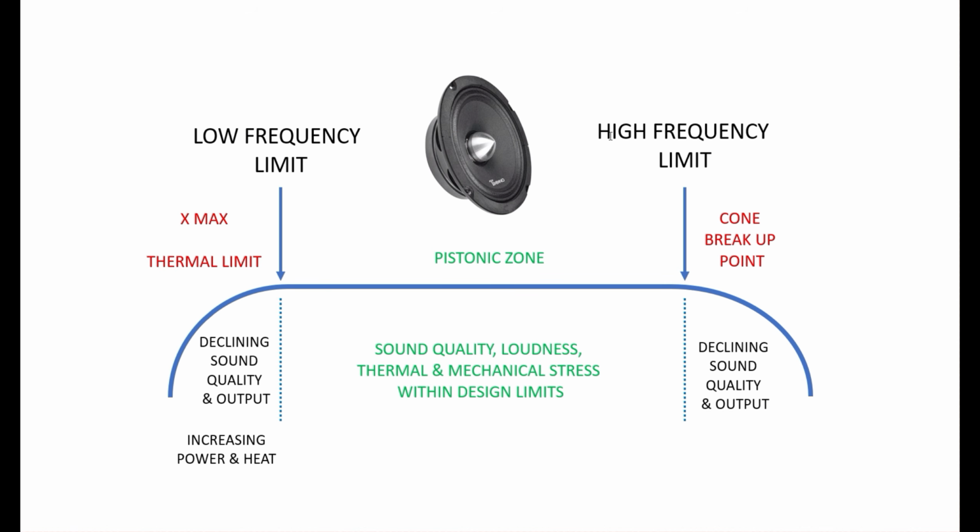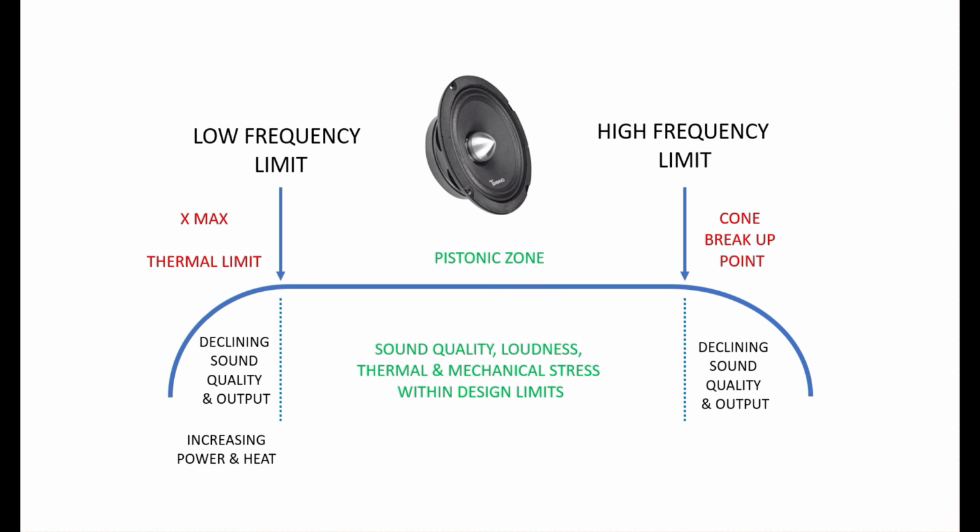And at the other end, they reach a limit where they can't oscillate any faster to produce a high frequency note, right? They get to a point where the cone starts to break up, and the impedance and that type of thing starts to reduce the output of the speaker, right? So there's this usable frequency range that all speakers have, and it's called the pistonic zone because the cone is working as a piston. It's nice and smooth, it moves back and forth, and it's basically where the speaker is operating within its thermal and mechanical limits, and therefore you get the best sound quality and the best loudness, right?